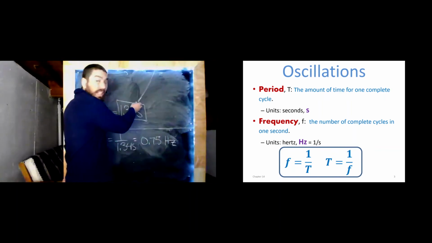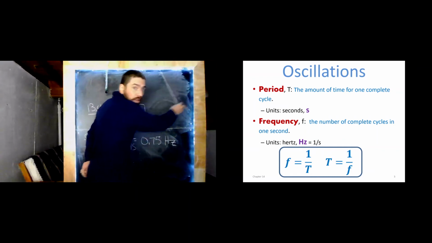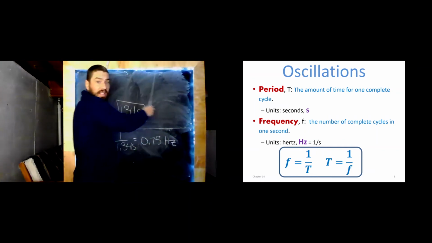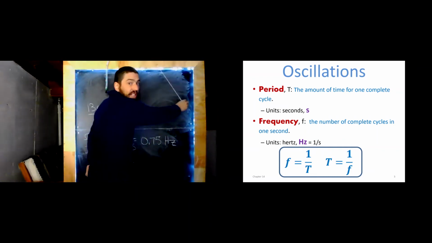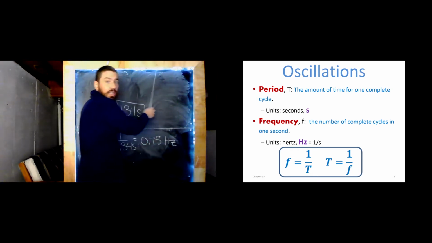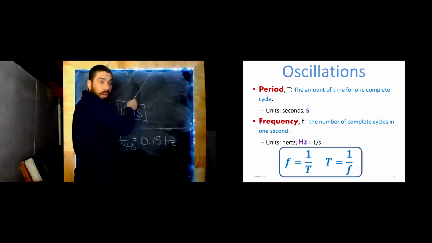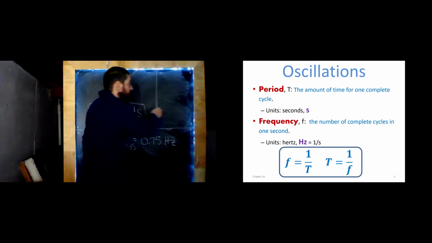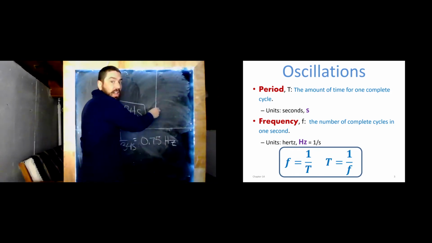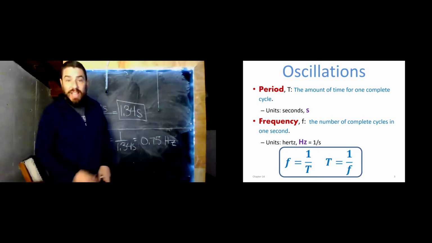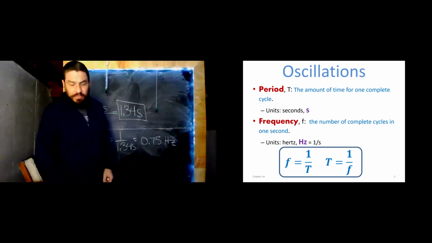Recall that a complete cycle is from the beginning all the way to the end. So this is a quarter cycle, half a cycle, 3/4 of a cycle, 1 full cycle. In other words, it takes 1 second for this to go from there back to there. So 3/4 of a cycle per second, that's its frequency.